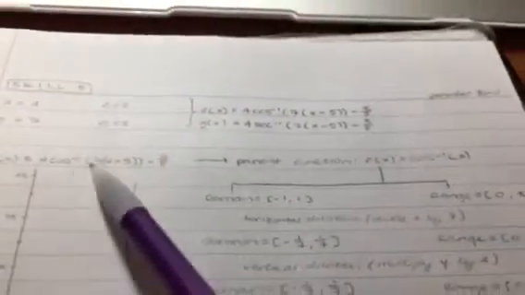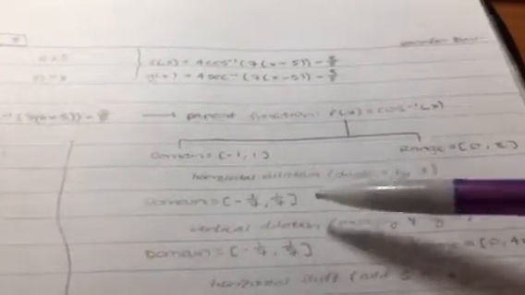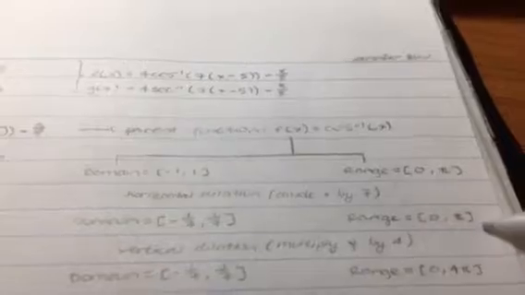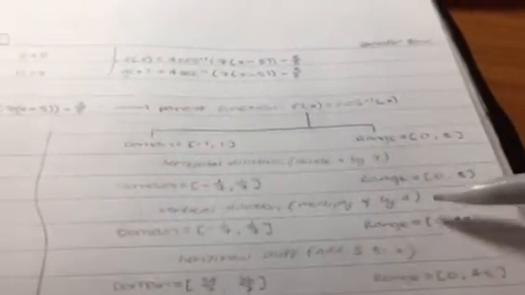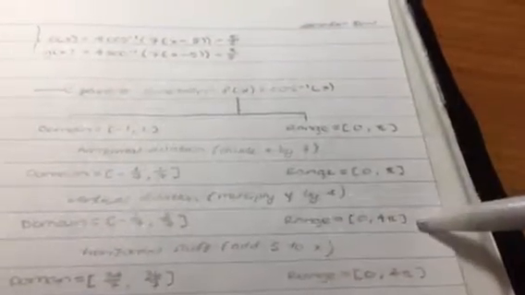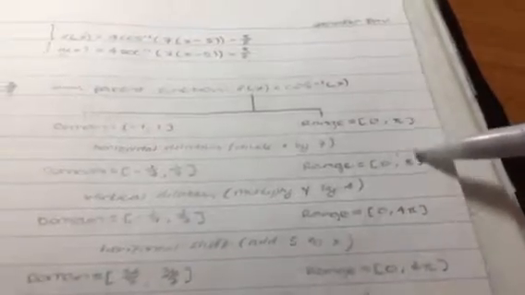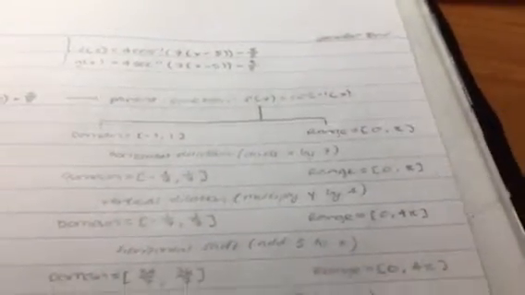So after performing a horizontal dilation by a factor of 7, the domain is -1/7 to +1/7, and the range is still 0 to pi. After doing a vertical dilation by a factor of 4, the domain is still -1/7 to +1/7, and the range is now 0 to 4 pi. And these are all in brackets because everything is being included.